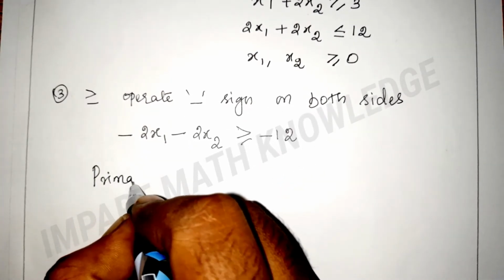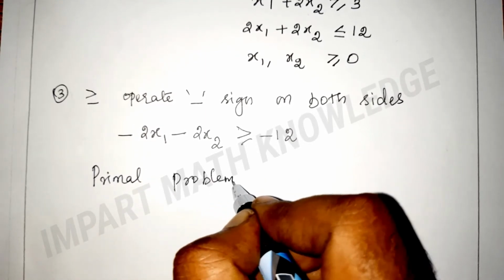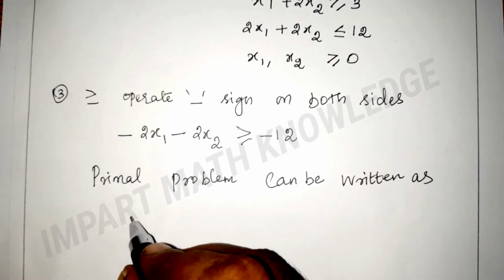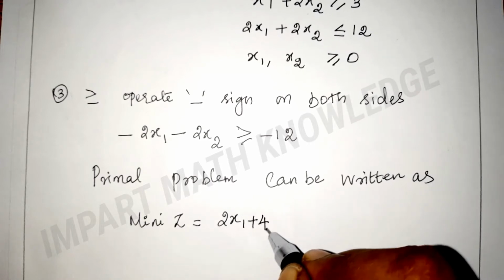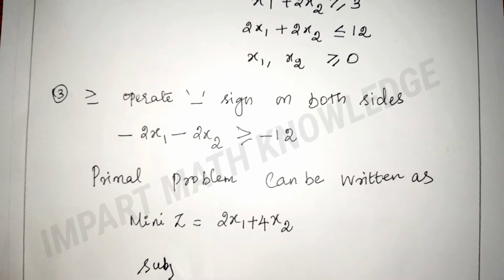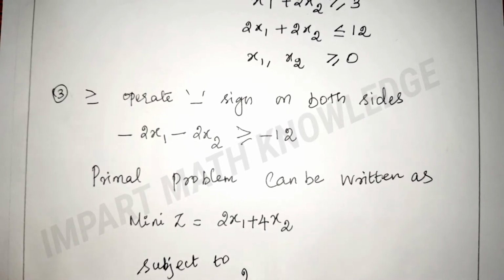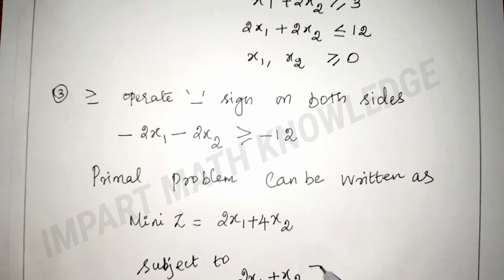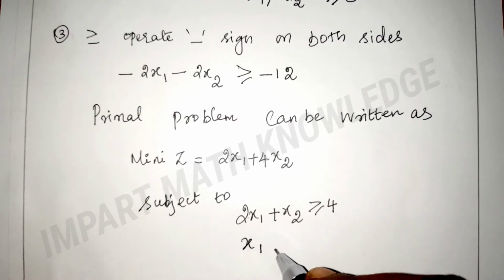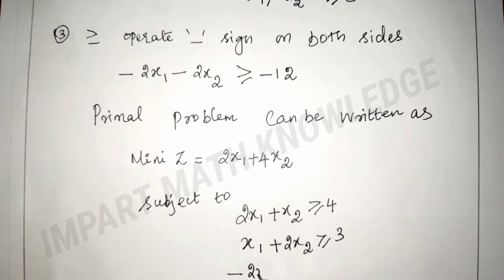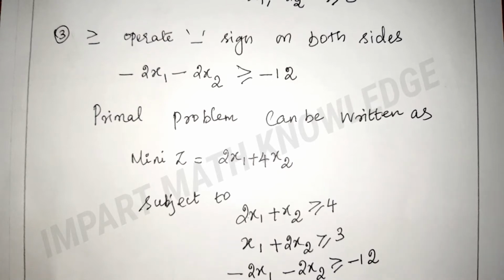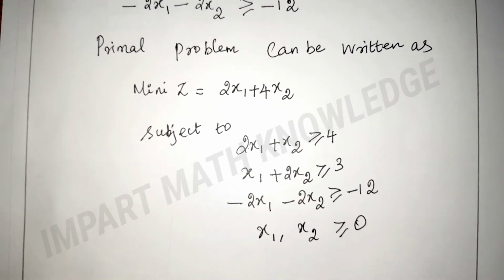The primal problem can be written as: minimize z = 2x1 + 4x2 subject to 2x1 + x2 ≥ 4, x1 + 2x2 ≥ 3, minus 2x1 minus 2x2 ≥ minus 12, x1, x2 ≥ 0. The given problem can be written in this manner.